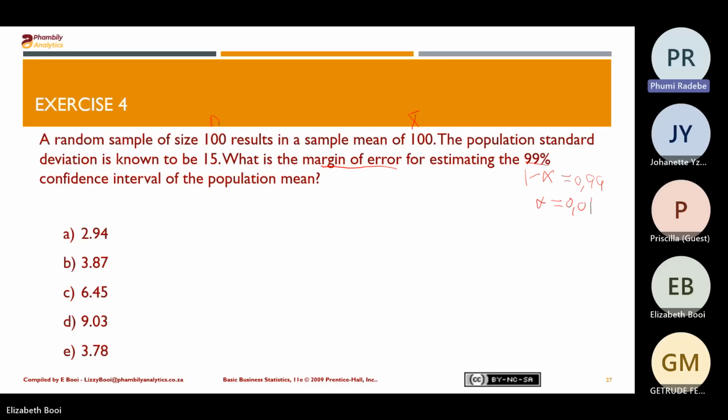Margin of error. That is what we need to be calculating. Yes, which standard deviation? Is it this standard deviation or this standard deviation? Which one did you write first? I think the one that you wrote first.